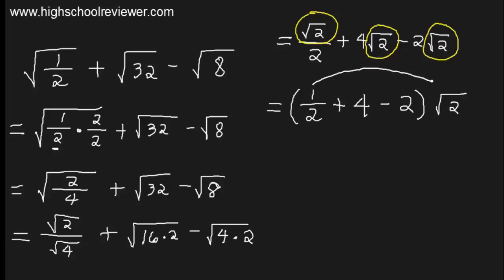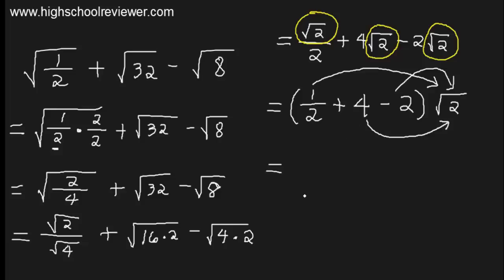So to check, 1/2 times square root of 2, that will be square root of 2 divided by 2. Positive 4 times square root of 2, that will be 4 times square root of 2. And then we will have negative 2 times square root of 2, that will be negative 2 square root of 2. So combining, we will have 1/2 plus 4, and let's add here.